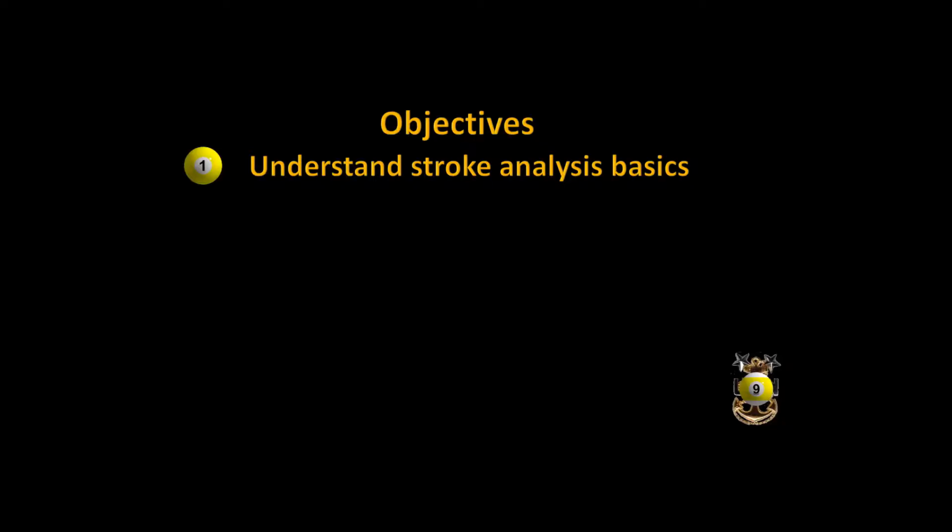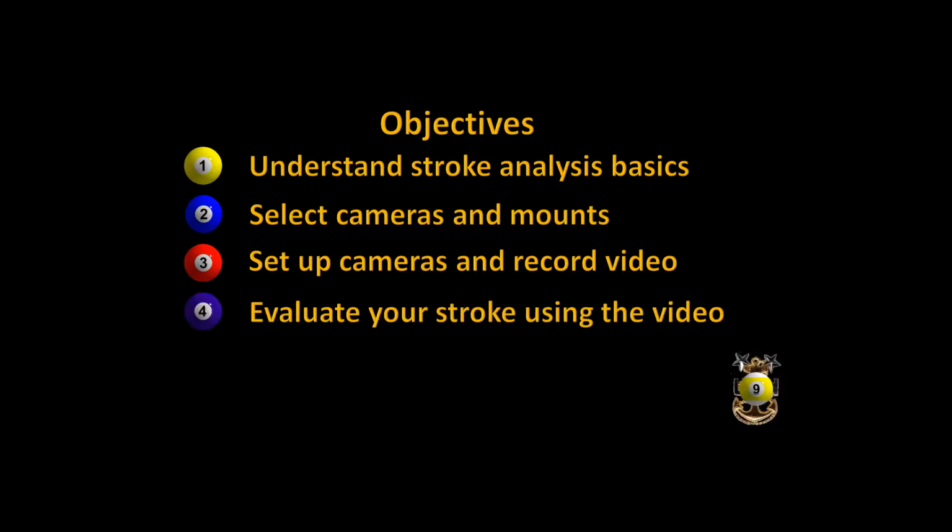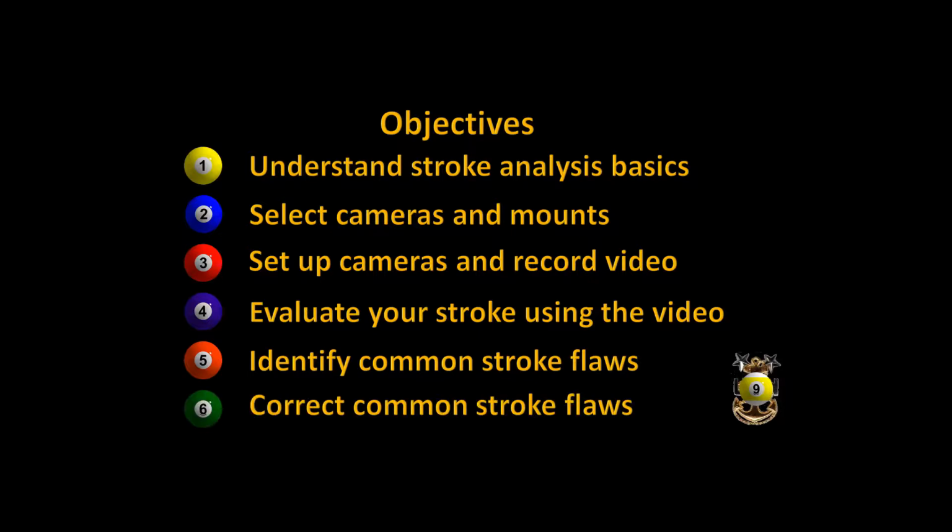This presentation will help you understand the basics of a stroke analysis, including the use of a stroke model, a template, and a shot line. You will also understand the characteristics of different types of cameras and mounts to help you select the best recording media available. You will set up a pool table and cameras to record your stroke from different views. With these videos, you will learn to compare your stroke to the basic pendulum stroke model and identify typical flaws that routinely cause a missed shot. You'll then learn to correct the flaws so that you can deliver a reliable, straight stroke.